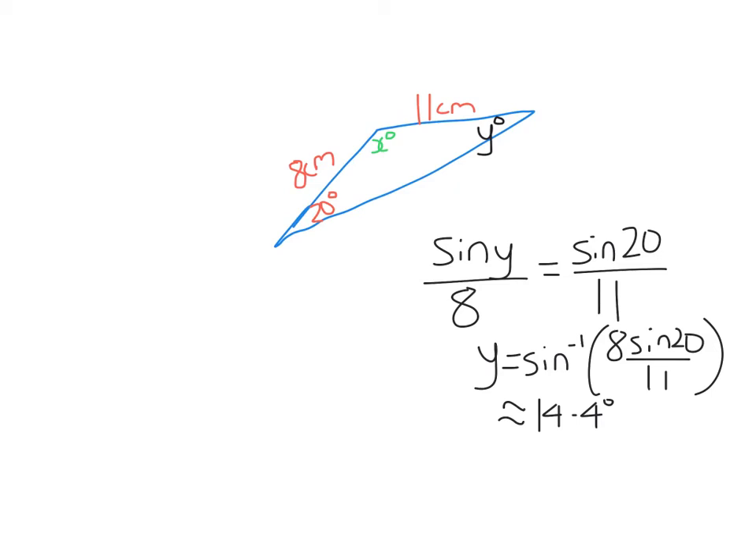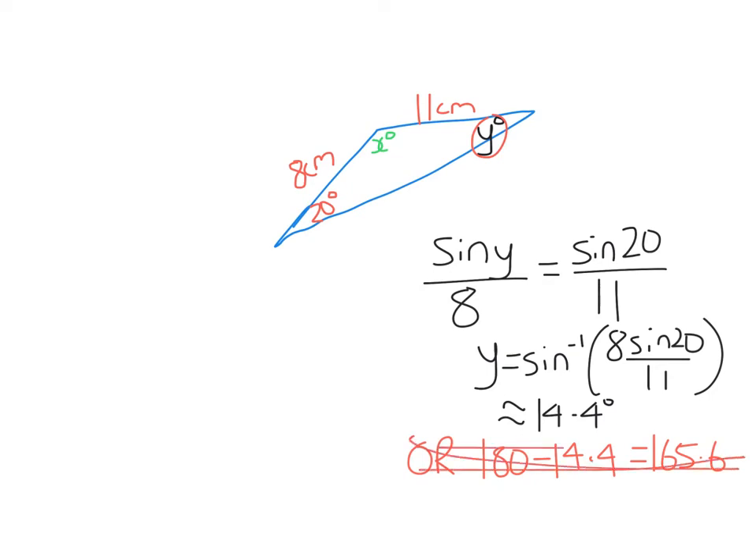So remember, when finding angles, unfortunately, we need to check the ambiguous case. The other possible solution for y would be 180 minus 14.4, but that would give me an answer of 165.6. This angle here can't be 165 because then we'd have 165 plus 20 is more than 180. So this is one of those cases where the second solution is not a possible solution. The only answer here is y is 14.4 degrees. So there's only one possible value for y.